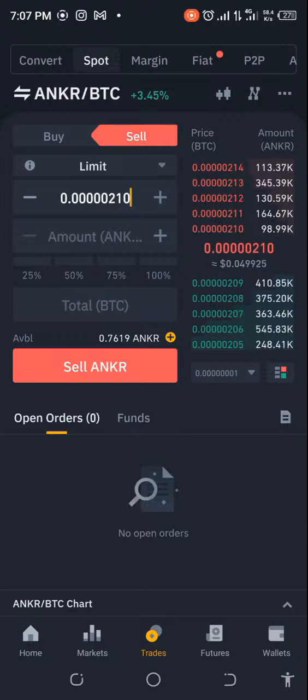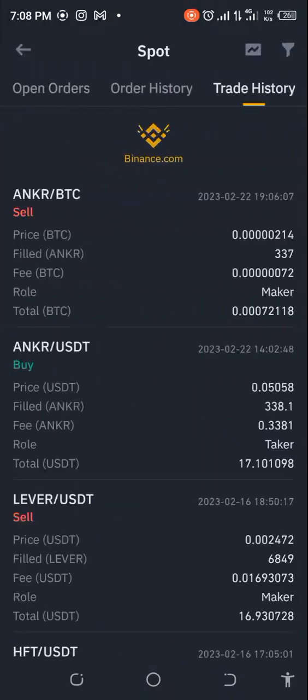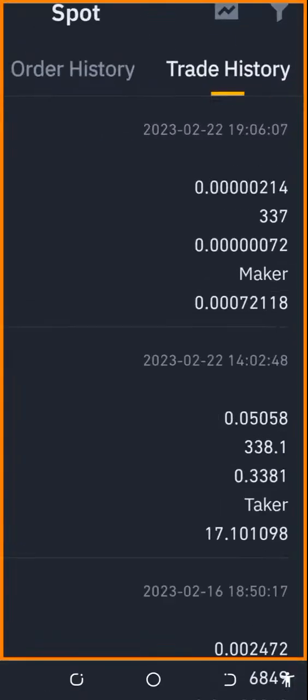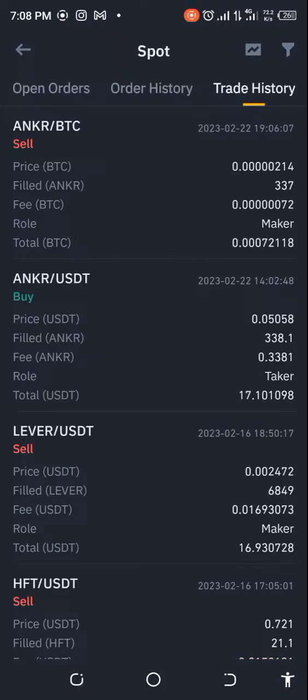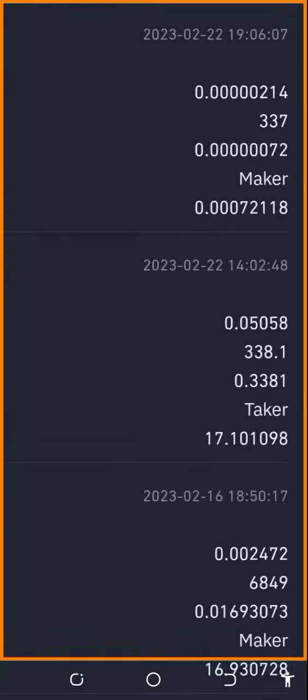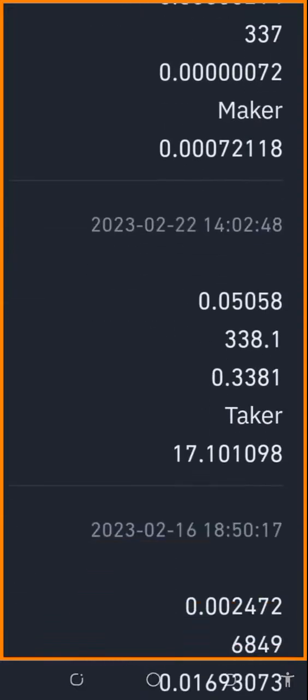Okay, I'm back. So now it's already sold to BTC. So let's go check and do this quickly before BTC goes down. Let's just check the trade history. All right, so it's already sold and we got 0.0007218. Okay, and how many hours did that take? Let's see, 14:02 and then 19, like about 5 hours.